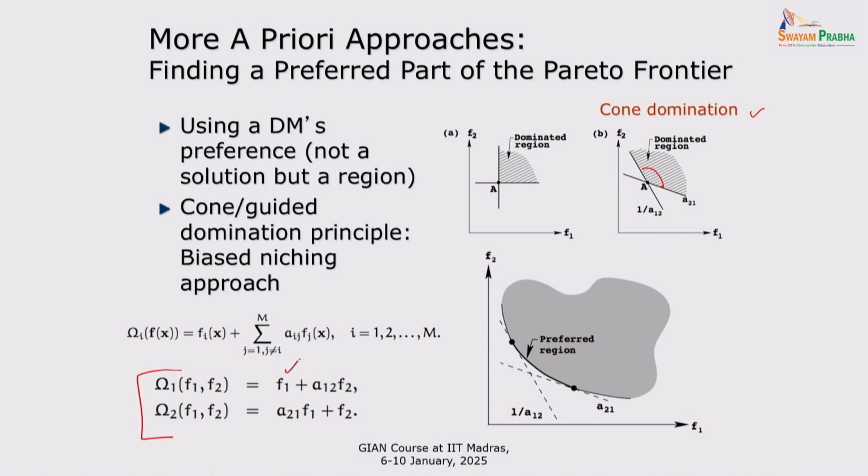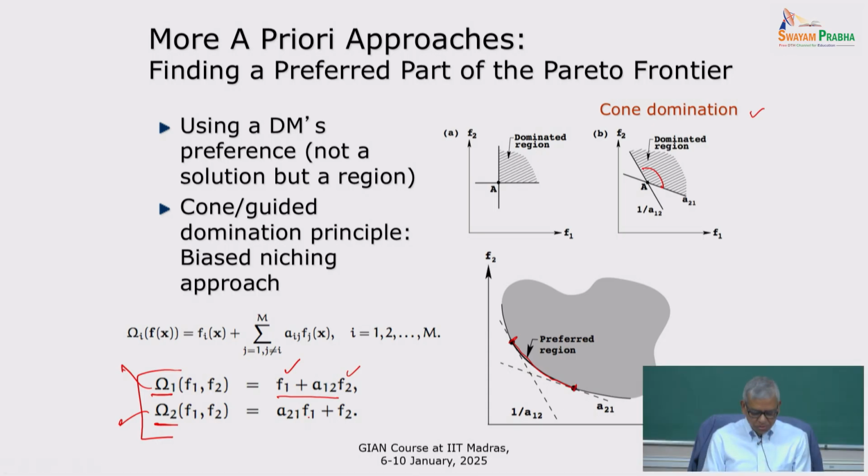You have your original objective functions F1 and F2. Based on the slopes, you redefine your F1 as omega 1 and F2 as omega 2, but these are linear combinations of these functions. So now you send these two to NSGA2 rather than the original F1, F2. If you do, you are only going to find this proper part of the Pareto set, which is dictated by these slopes. So by changing the slopes, you can find different parts of the Pareto set.